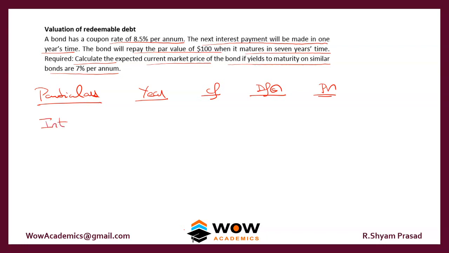One is the interest element and the other one is the redemption value element. Interest is paid for the first year to the 7th year, and redemption is done on the 7th year. On cash flow, the interest that you are going to get is 8.5% on 100 of nominal value. So your interest will be 8.5 on a nominal value of 100. That is, you will be getting 8.5 only.